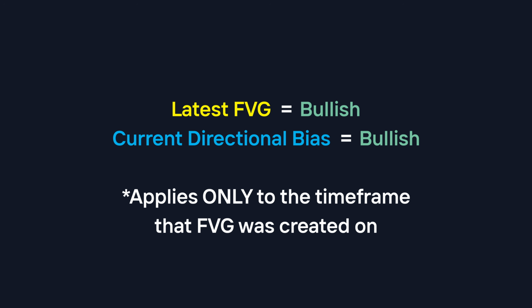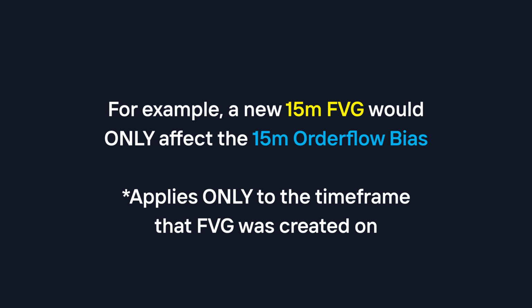But it's important to note that this rule applies to each time frame exclusively. For example, fair value gaps created on the 15-minute chart would only affect the directional bias of the 15-minute time frame and wouldn't affect the order flow bias of other time frames, like the 1-hour or 4-hour time frames. But we will look further into how order flow works on a multi-time frame basis later on in the video.